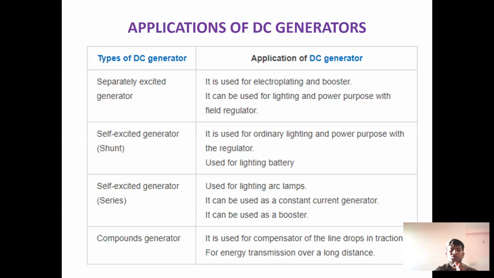Compound generators are used for traction purposes, such as railway locos. DC series motors are also used in the railways, for trains. A compound generator is used for compensators for line drops. Compensate means controlling the voltage drops, in the railway traction. It is also used for energy transmission over a long distance. We can use compound generators to transmit energy over a long distance.